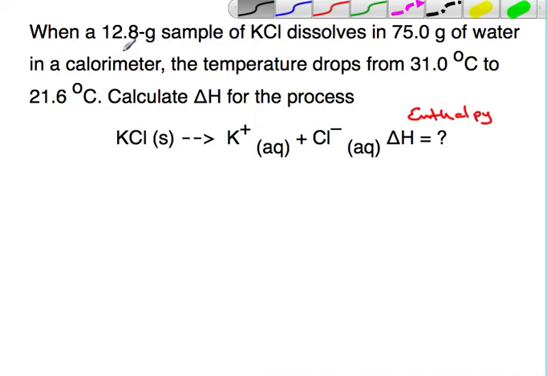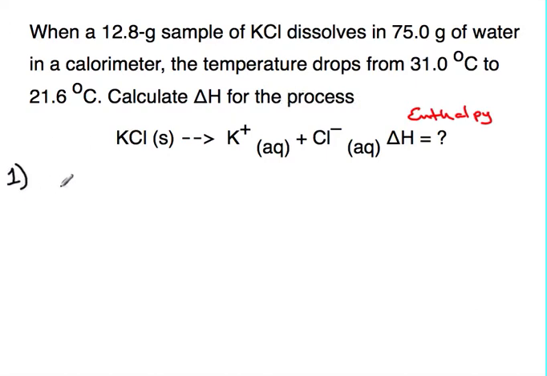It says when a 12.8 gram sample of potassium chloride dissolves in 75 grams of water in a calorimeter, the temperature drops from 31 degrees Celsius to 21.6 degrees Celsius. Calculate the delta H for the process. The first thing I'm going to do is find how much heat is given off or absorbed. To do that, I'm going to use the heat equation, which is Q equals mc delta T. Here I don't know what Q is, but I do know what m is. m is 75 grams of water, because that's the surrounding.